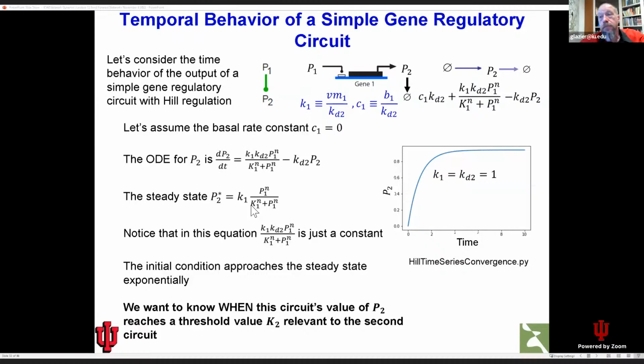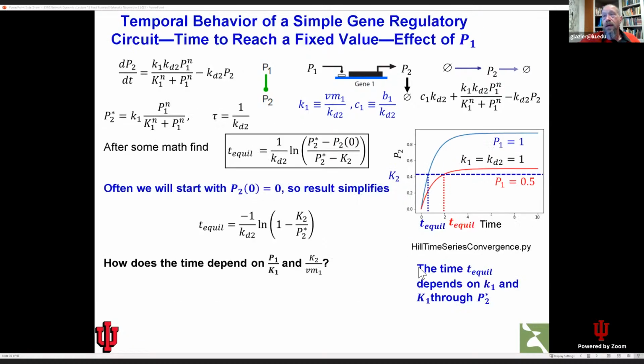Now, what we're going to care about is when P2 crosses the threshold K2 for the second circuit. And so what we're going to want to know is, if we have this as our time series and we draw a line across it at K2, how long does it take to get from 0 up to that value? Which is, I think, Joel, what you were getting at. And that takes a little bit of algebra.